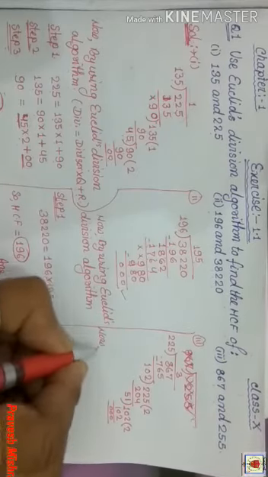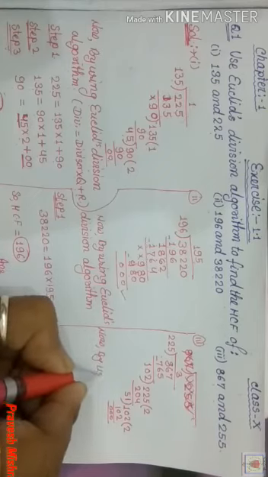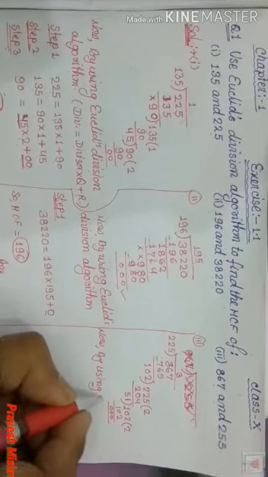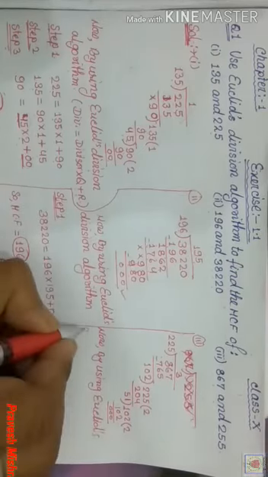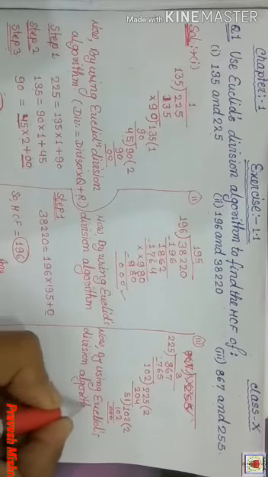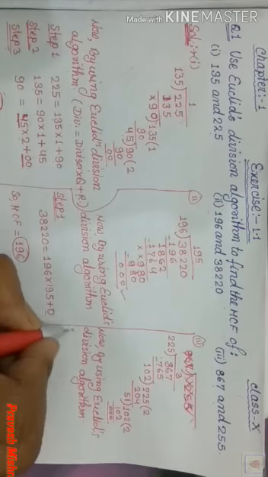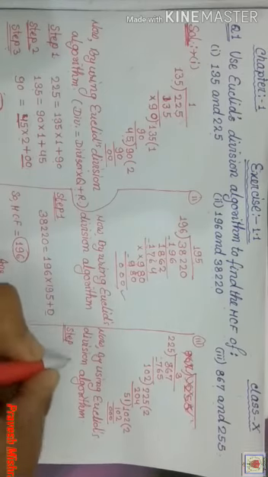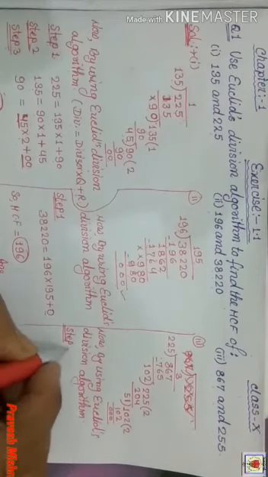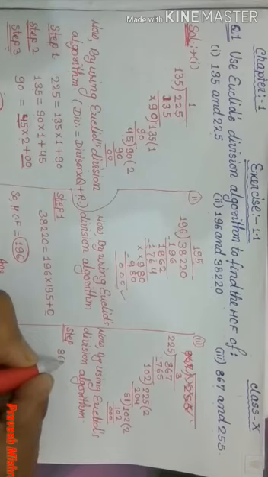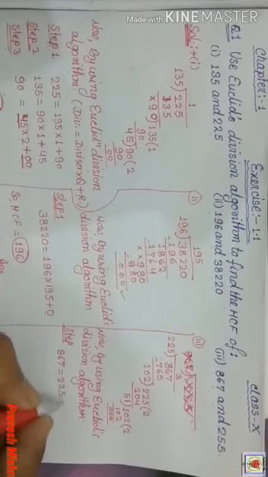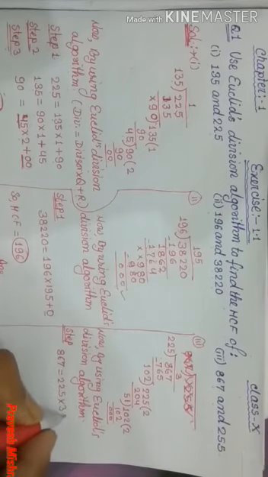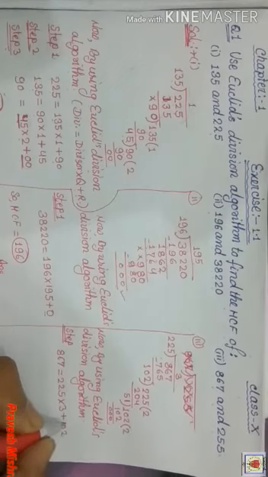Now by using Euclid's division algorithm, step first: 867 is your dividend, 225 is your divisor, 3 is your quotient and 102 is the remainder.